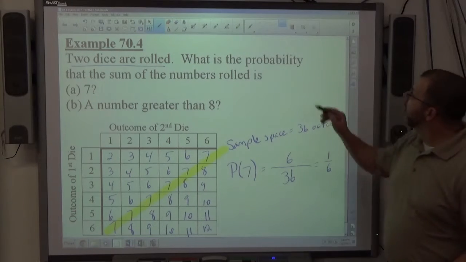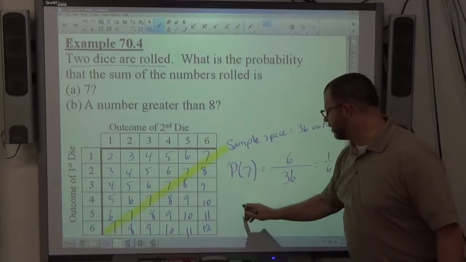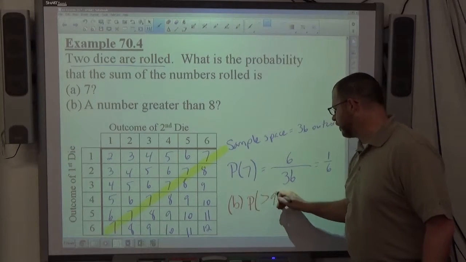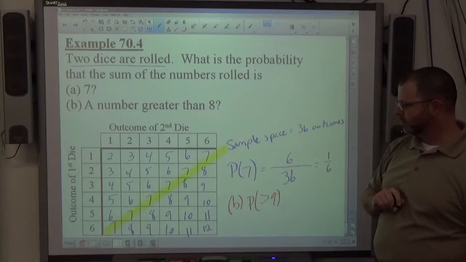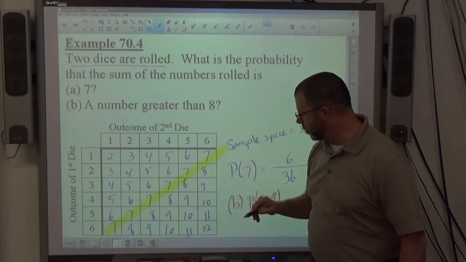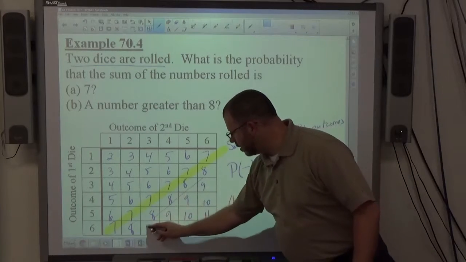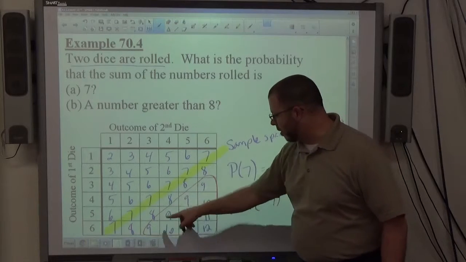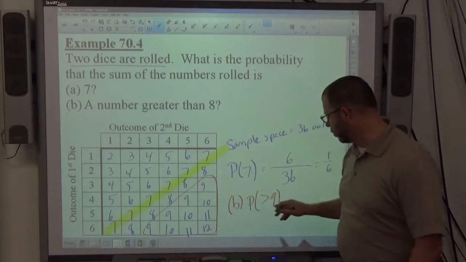All right? The other question, part B, says probability of greater than 8. What does greater than 8 look like in our sample space? 10 out of 36. But like what numbers? 9s, 10s, 11s, and 12. All these numbers down in the corner fit the description of greater than 8. And as Amber already said, there's 4, 3, 2, 1, a total of 10 numbers.